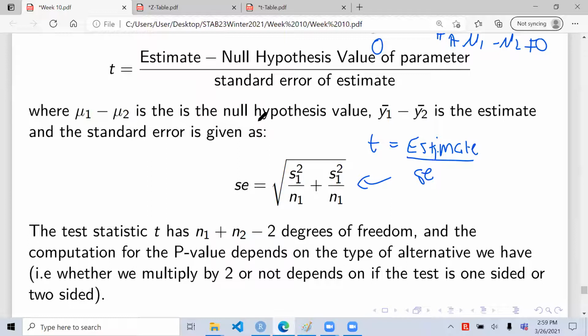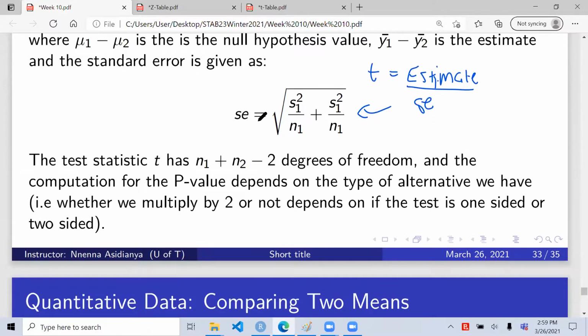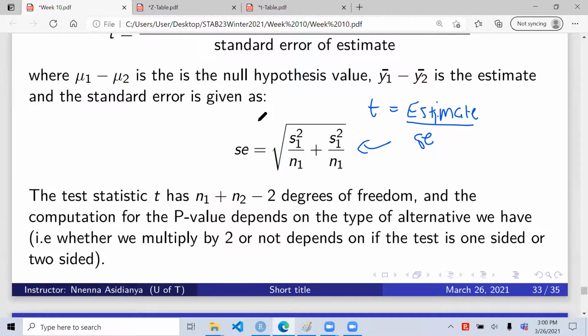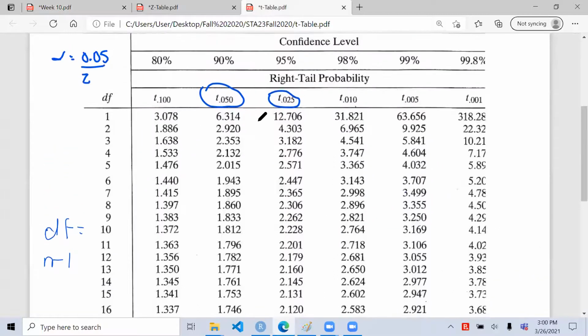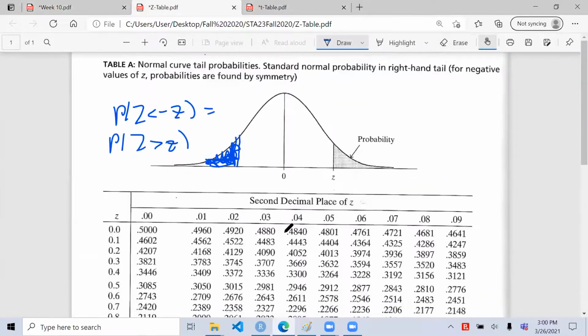Except now you don't have degrees of freedom n-1, you have degrees of freedom n1 plus n2 minus 2, because you have 2 different groups. But like I said, it's the same idea as with the z-score. Whether or not you multiply by 2 depends on the direction of the effect. Due to the interest of time, I'm going to hold off on showing you how to find the p-value using the t-table, because that's not as obvious as the z-table, which is a table of p-values.